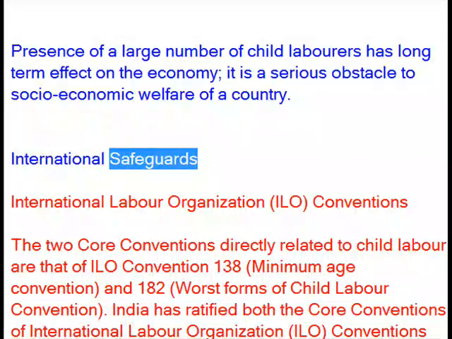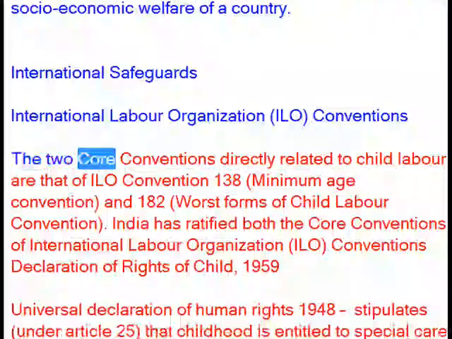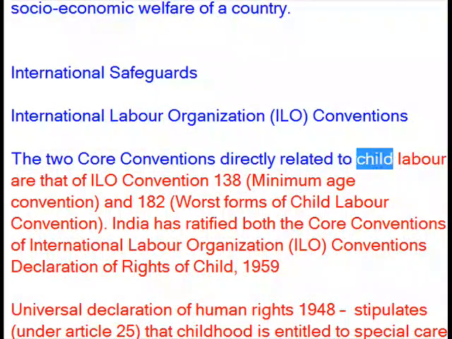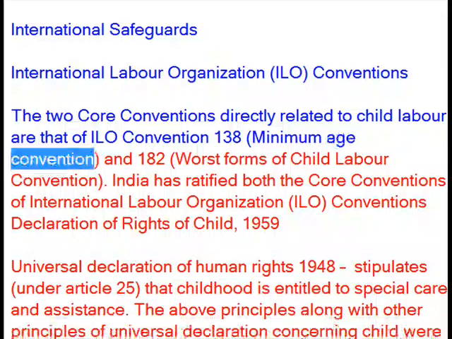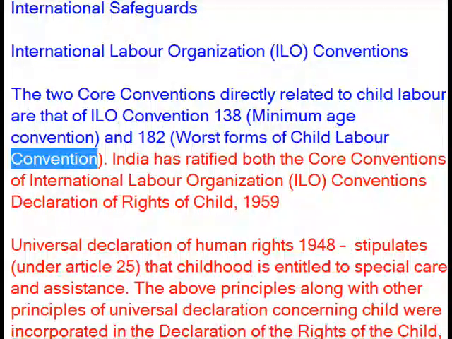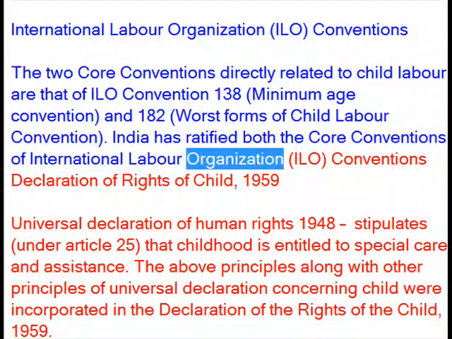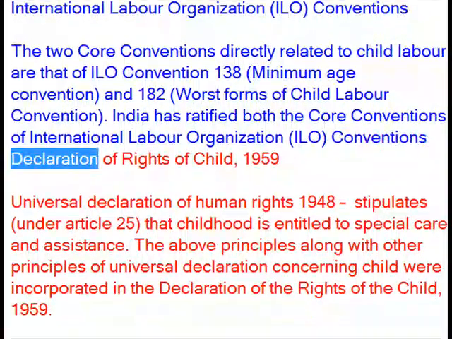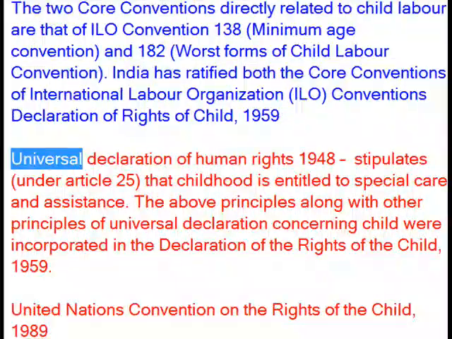International safeguards. International Labor Organization (ILO) conventions. The two core conventions directly related to child labor are ILO Convention 138, Minimum Age Convention, and 182, Worst Forms of Child Labor Convention. India has ratified both the core conventions of the International Labor Organization.